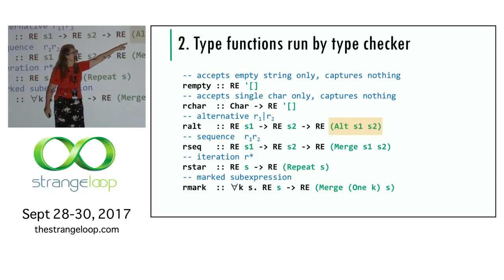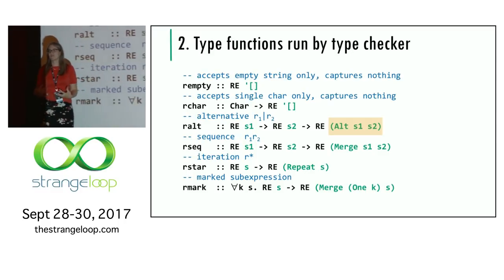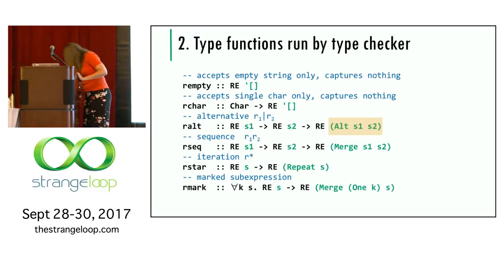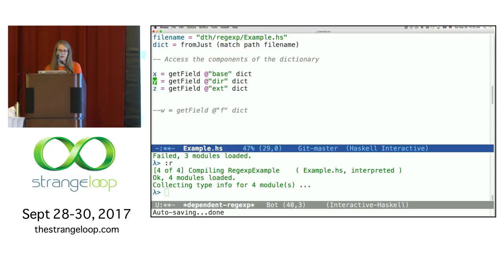Well, that's defined by this type-level function that I have written. This type-level function takes these two data structures that the type checker is manipulating, runs the function, and computes what the alternation is going to capture. So again, I'm going to go back to GHCi and show you how this works through example instead of walking through what those functions do.